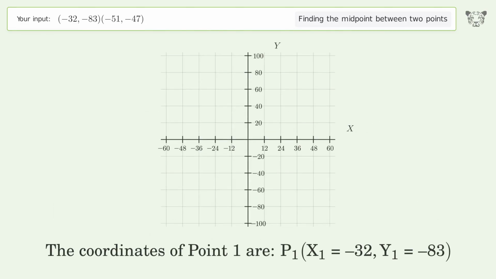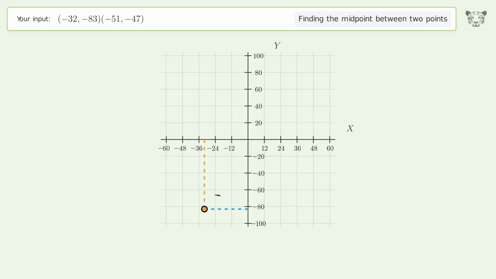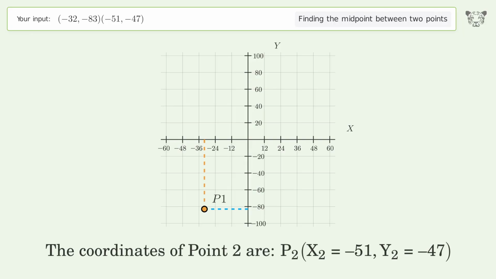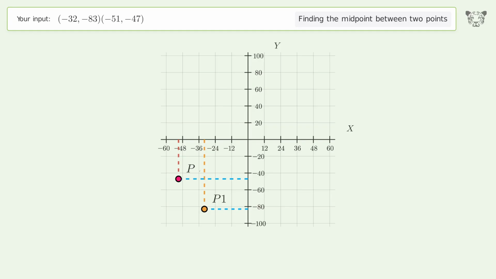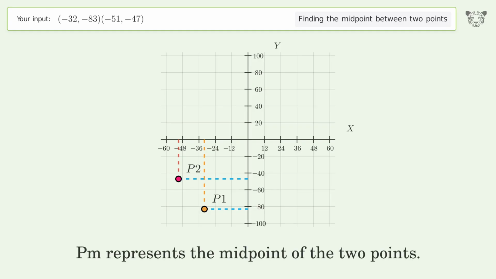The coordinates of point 1 are, x1 equals negative 32, y1 equals negative 83. The coordinates of point 2 are, x2 equals negative 51, y2 equals negative 47. PM represents the midpoint of the 2 points.